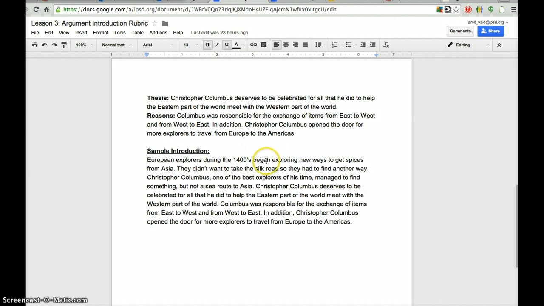European explorers during the 1400s began exploring new ways to get spices from Asia. They didn't want to take the Silk Road, so they had to find another way. Christopher Columbus, one of the best explorers of his time, managed to find something, but not a sea route to Asia. Christopher Columbus deserves to be celebrated for all that he did to help the eastern part of the world meet with the western part of the world. Columbus was responsible for the exchange of items from the east to the west and from the west to the east. In addition, Christopher Columbus opened the door for more explorers to travel from Europe to the Americas.